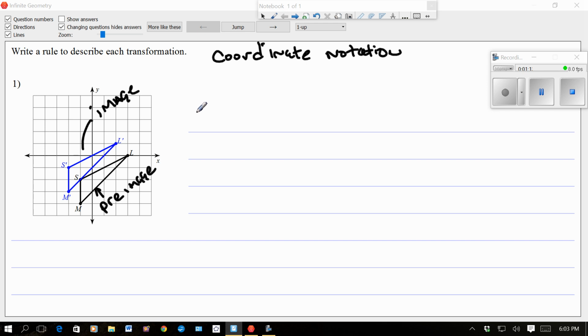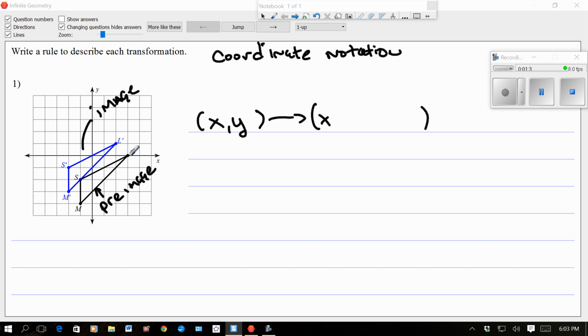Using coordinate notation, I'm going to write this. First thing you should write is x and y. What this means is you take every single x, y value that is on your pre-image and you map it onto your image using a rule. It tells me that I do something to my x value to get to my image.